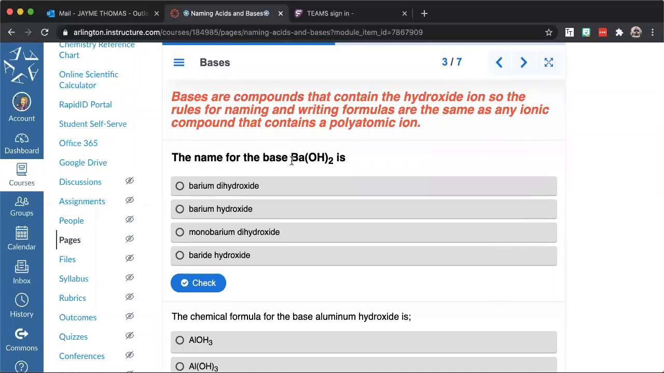So for this one, it says the base BaOH2. Well, I know OH is hydroxide and it's ionic, so it can't have a di. The first and the third choice should be out because I'm not going to use prefixes for bases, just like I don't for ionic compounds. So between the second and the fourth one, which do you think is the correct one? 2 or 4?